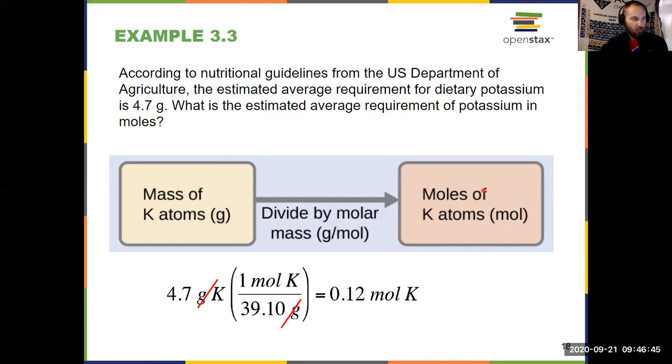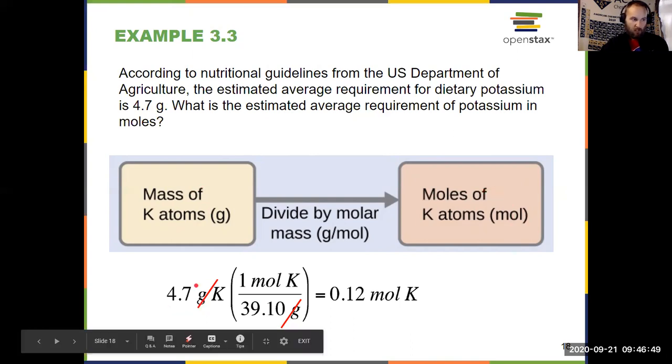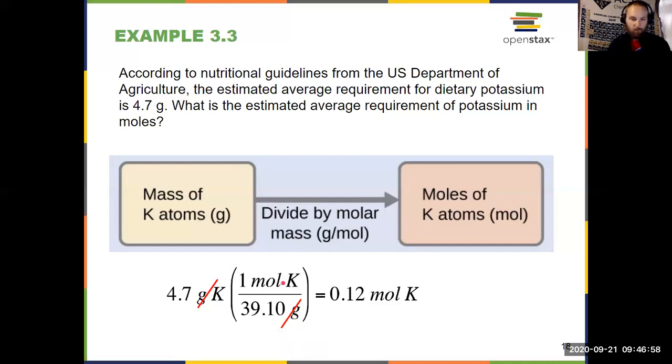So how do I relate those two? Well, I'm starting with grams. I want grams to go away, so it was in the numerator and now the denominator. How do I relate grams to moles? Well, I can use the molar mass of potassium, right? So I look at potassium on the periodic table, right? It's got an average molar mass of 39.10.